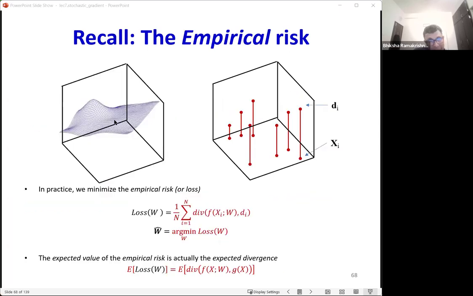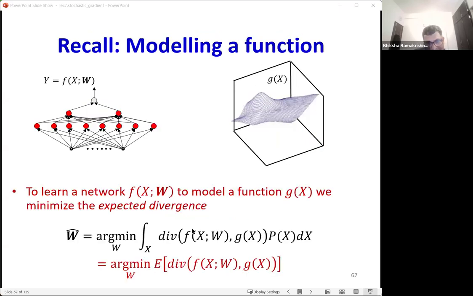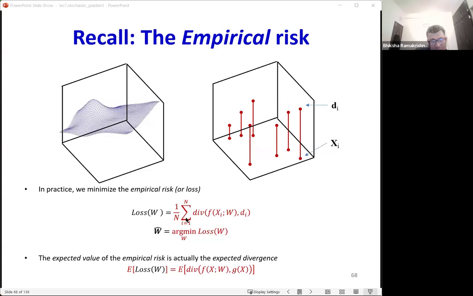The problem is you don't have the function everywhere. We can't compute the expected divergence everywhere. So we get the divergence at a bunch of training points. Our loss is the average divergence over all of the training points. And we are hoping that by minimizing this, we are actually minimizing the expected divergence. Now, why can we hope so?